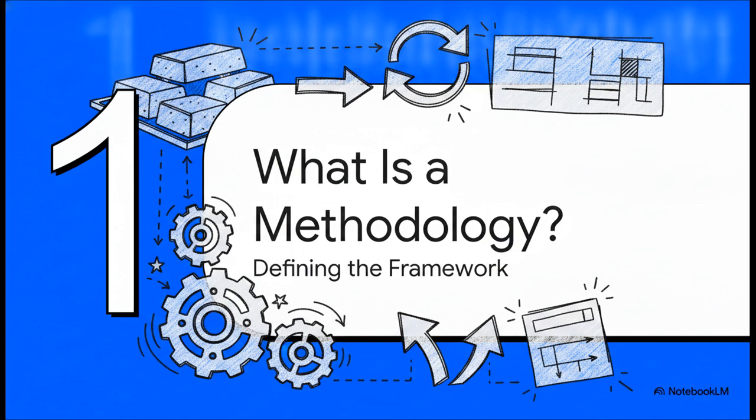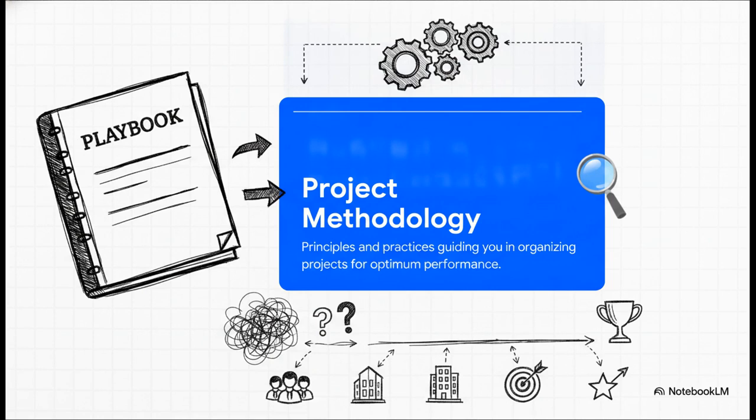All right, kicking things off with section 1. What is a methodology? Let's define the framework. Now, I know project management methodology sounds incredibly academic, but really it's just a set of principles and practices that guide you in organizing your projects to ensure their optimum performance. Just think of it as a framework. It is essentially the ultimate cure for chaos. When you apply it properly, a methodology makes sure the work you're doing is optimally mapped to your specific team, your unique organization, and your ultimate goals. It's basically the playbook that keeps everyone moving in the exact same direction.